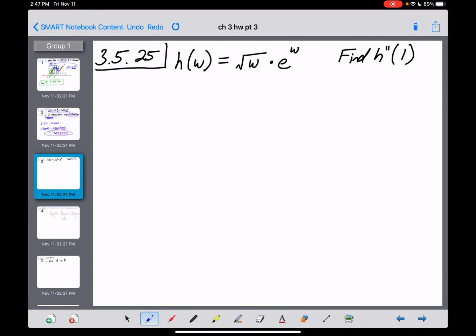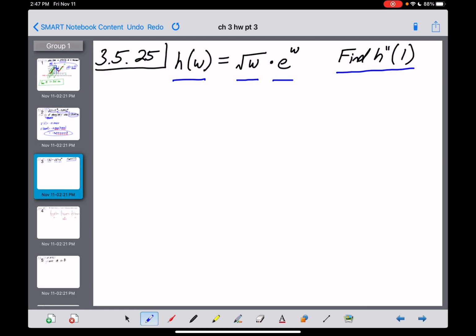In number 25 here, they've given us a function with some weird letters. H of w is equal to, and here we go, the square root of w multiplied by e to the w power, and they're asking us to find h double prime of 1. Okay, hopefully you guys knew how to get started on this one.